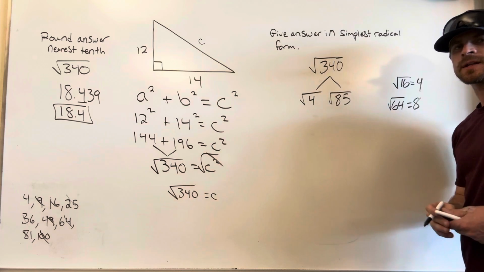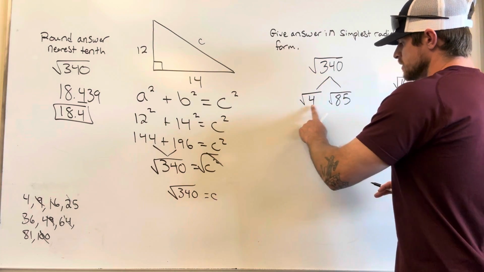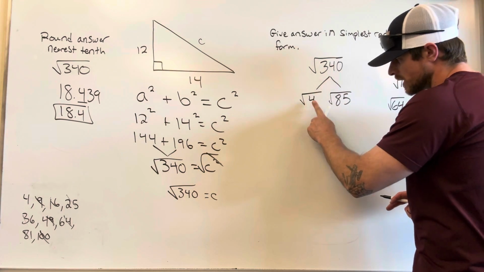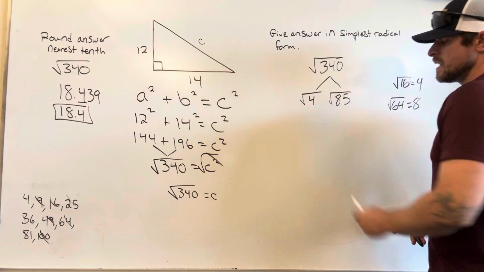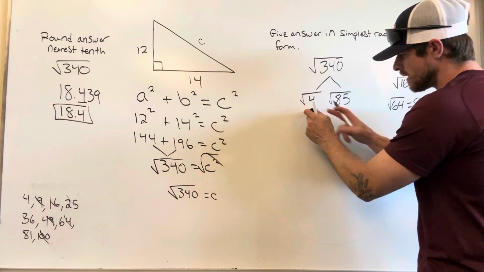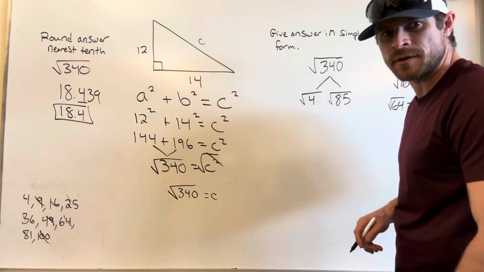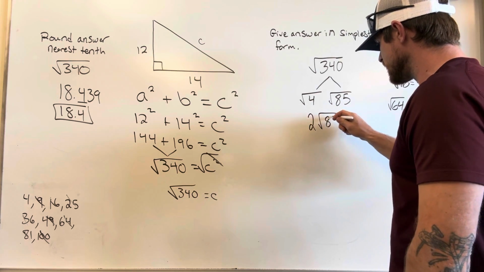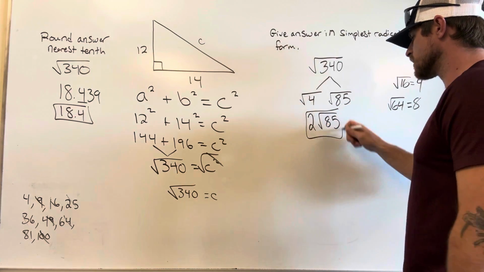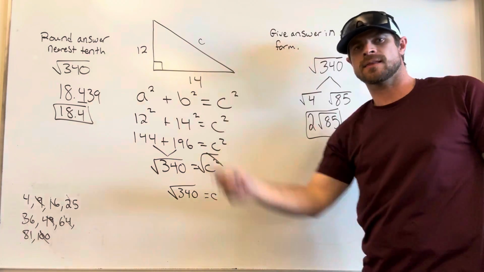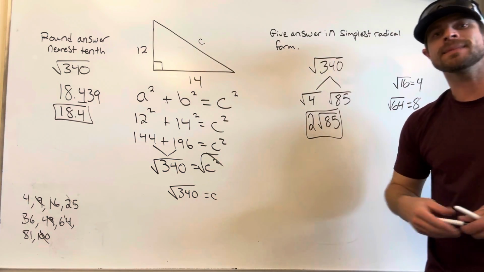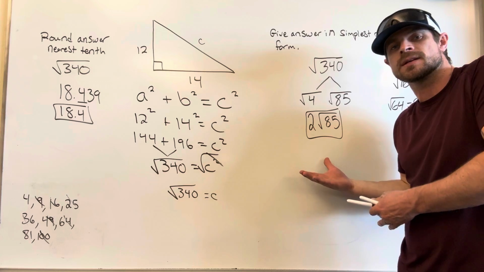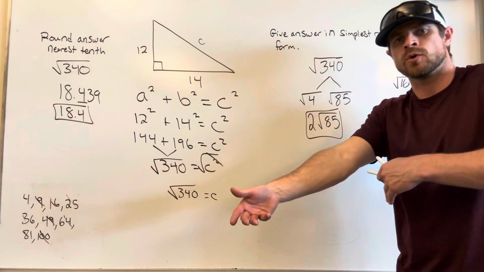Now, why do we want to factor it out into two numbers, specifically one of the numbers being a perfect square? Because if we can turn it into a perfect square, we can simplify it. The square root of 4 is 2. So 2 root 85 would be my answer for this side length of the right triangle, but I'm giving it in what's called simplest radical form.